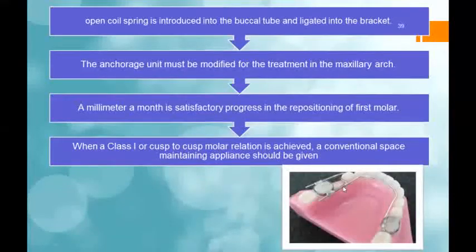Then the open coil spring is introduced into the buccal tube. The anchorage unit must be modified in case of the maxillary arch. About a millimeter a month is satisfactory progress in the repositioning of the first molar. When a class 1 or a cusp to cusp molar relationship is achieved, a conventional space maintaining appliance should be given.